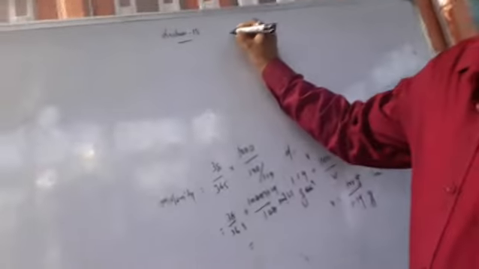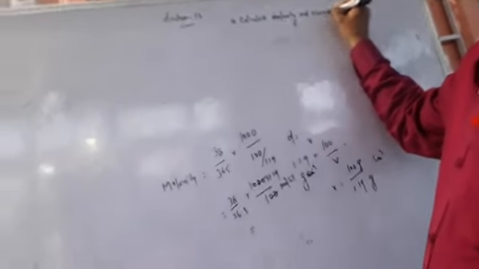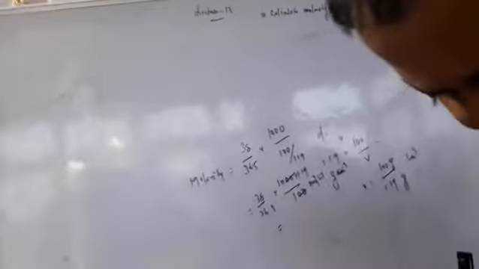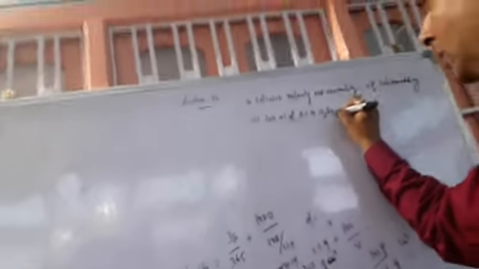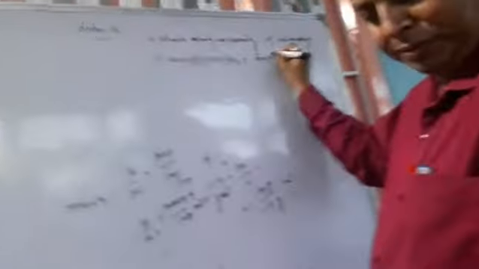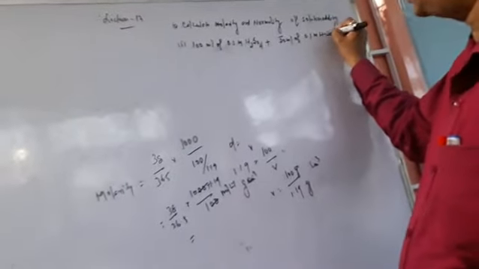Question: calculate the molarity and normality of the solution obtained by adding, first, 100 ml of 0.2 molar H2SO4 mixed with 50 ml of 0.1 molar HCl.